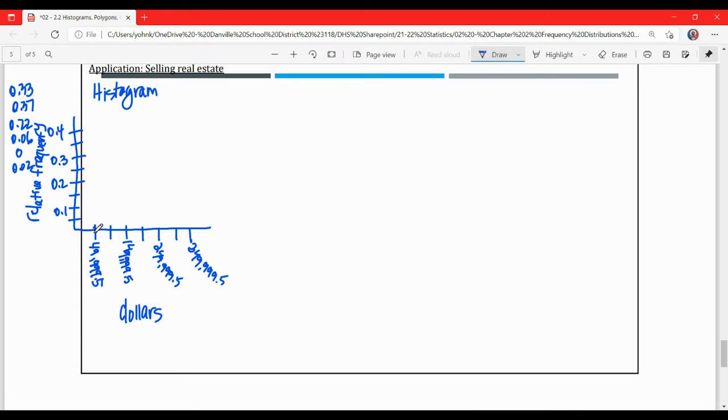Okay, so for the histogram, our first one is 0.33. Leave a little space, then you start it. The next one is 0.37. It touches it. 0.22. 0.06. Nothing. And 0.02. There's your histogram.